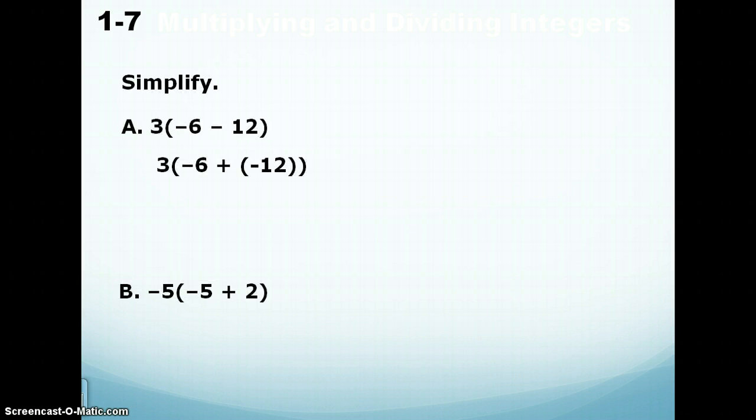Sometimes you're going to have to follow order of operations and do multiple steps. So you'll see in example A here, we have to follow PEMDAS. We would do what's in the parentheses first. In this case, it's negative 6 minus 12, which you can see can be rewritten as negative 6 plus negative 12. That gives us negative 18. We proceed to multiply 3 times negative 18 to get negative 54.